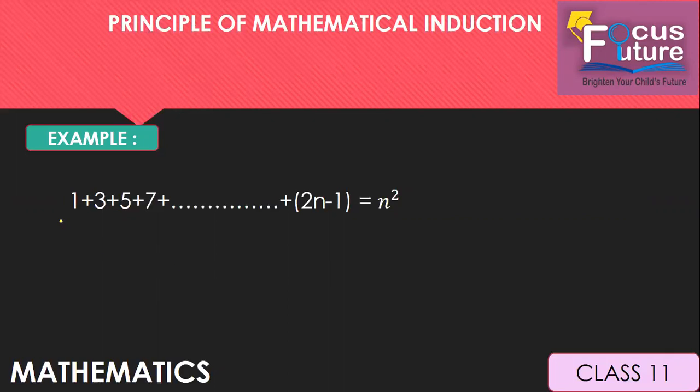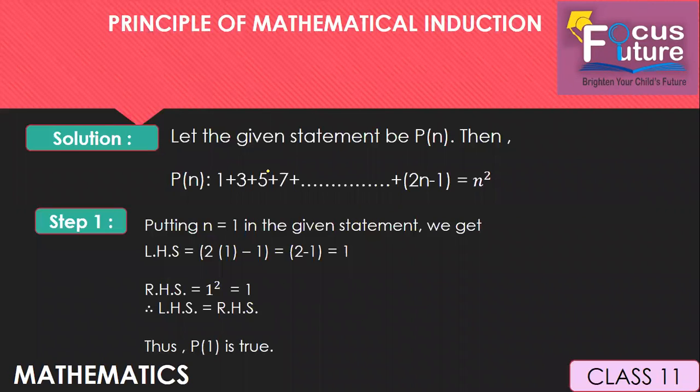You are given a problem of the form Pn as this: 1 plus 3 plus 5 plus 7 and so on till 2n minus 1 equals n square. Now let us solve this. First, we are taking this given statement as Pn. Then you need to check if Pn is true for n equal to 1. In that case, LHS would become 2n minus 1. On placing n equal to 1, you would get 2 minus 1, that would be 1. And in RHS, you would get 1 square, that would be 1. So LHS and RHS are equal. So you would get P1 as true.